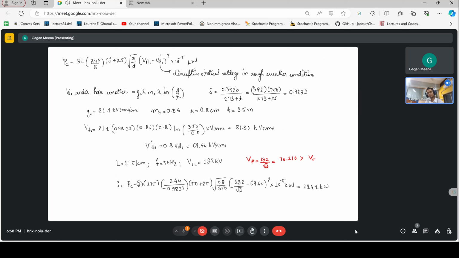So this is 3 into length of the transmission line in kilometers, 244 by delta, 50 plus frequency, which is 50 Hz, plus 25 r by D, V phase minus critical disruptive voltage multiplied by 10 to the minus 5. So this is the corona loss.